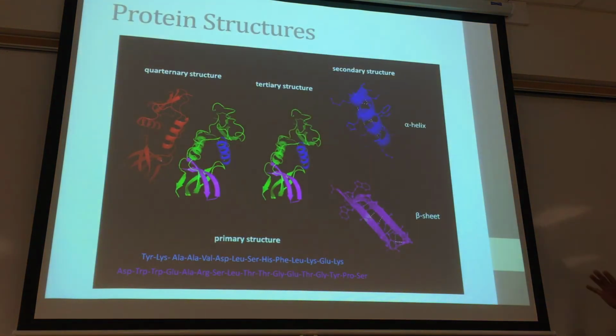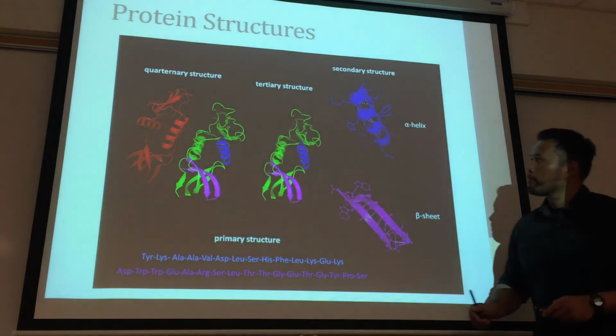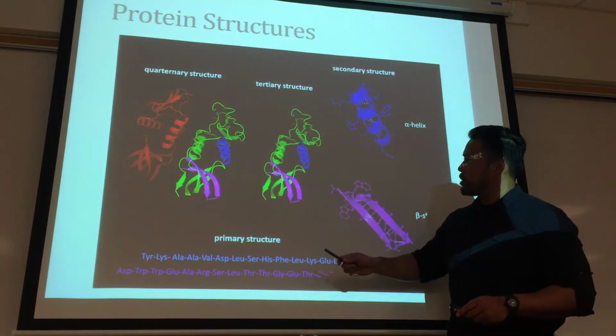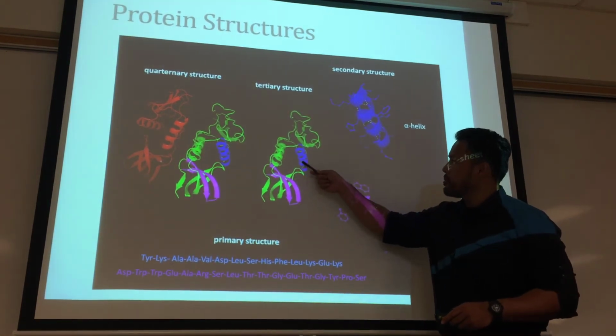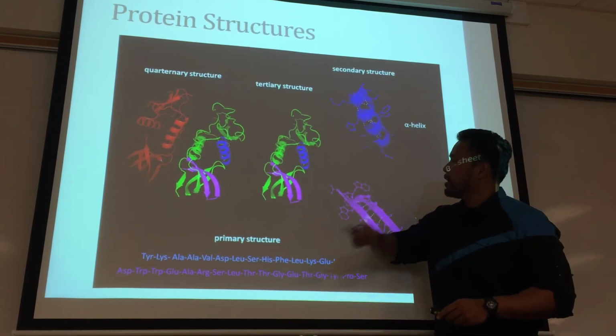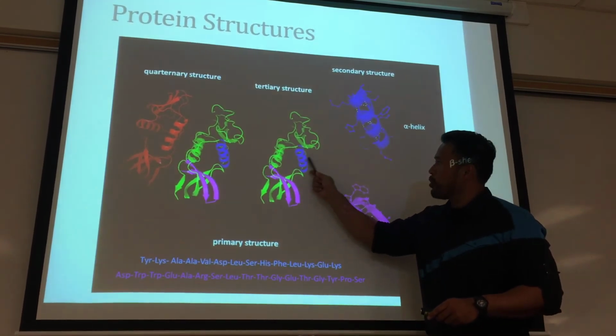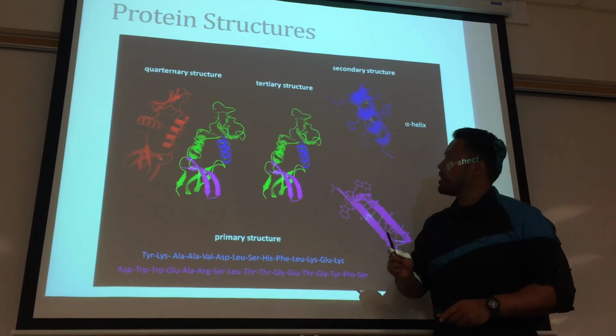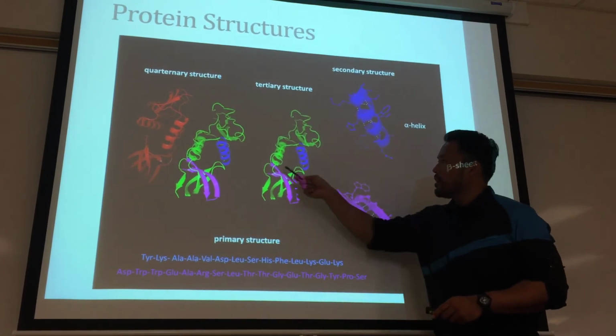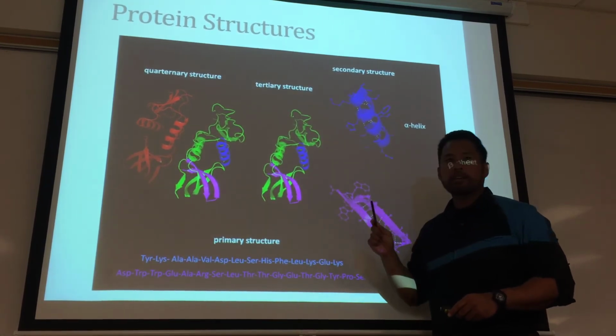Let me zoom in on this right here. So take a look at our tertiary structure. Again, if you were to follow the sequence of amino acids, that's your primary. Here you see the hydrogen bonds forming. That creates the alpha helices. Here's our beta pleated sheet. This is our secondary structure.